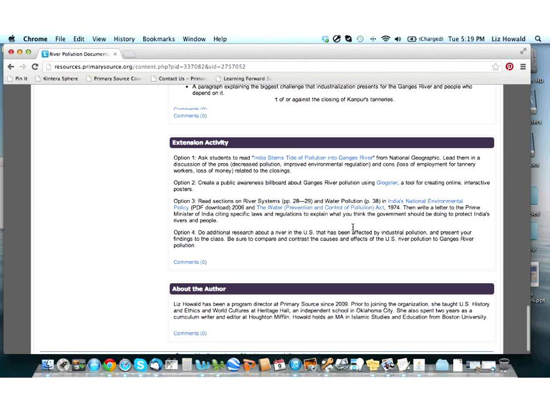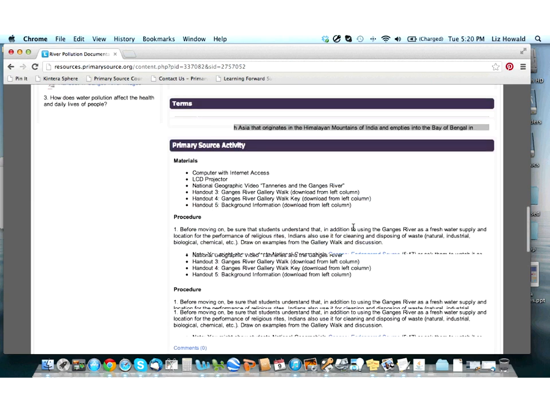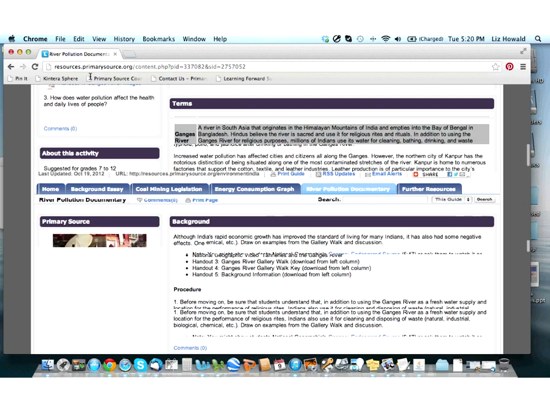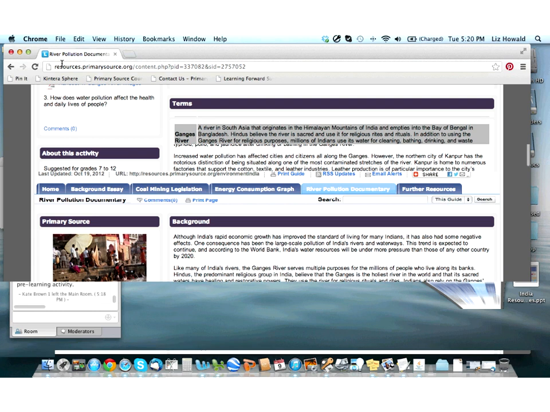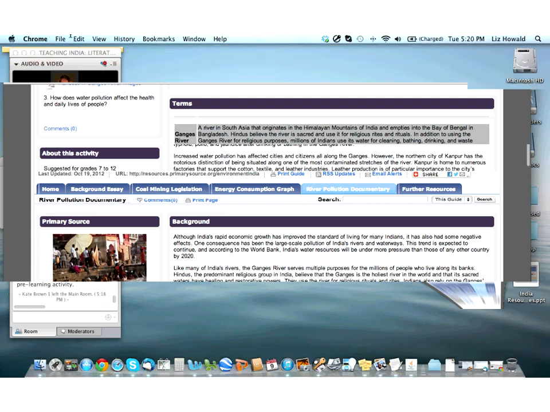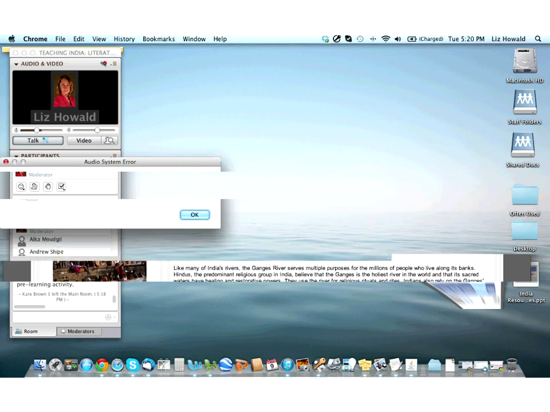So that is a lightning quick introduction to the activities in this Primary Source World Forum and the types of things we would be asking students to do as they explore these activities and as they increase their knowledge of what's going on in India.